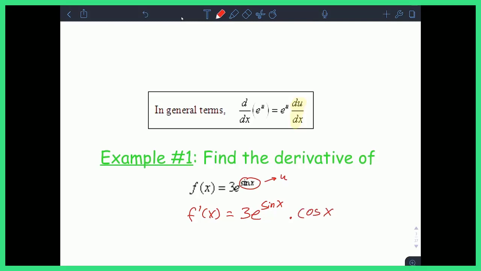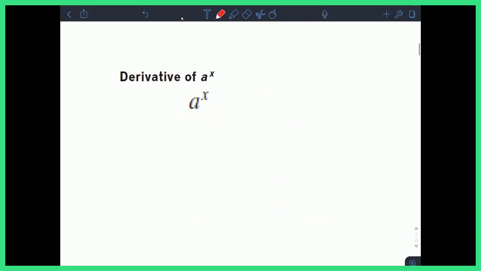All right, here's our next formula. Our next formula is the derivative of a to the x. Before we actually consider the proof of a to the x, let's rewrite a to the x power using an exponential. Let's rewrite it as e raised to the natural log of a to the x.